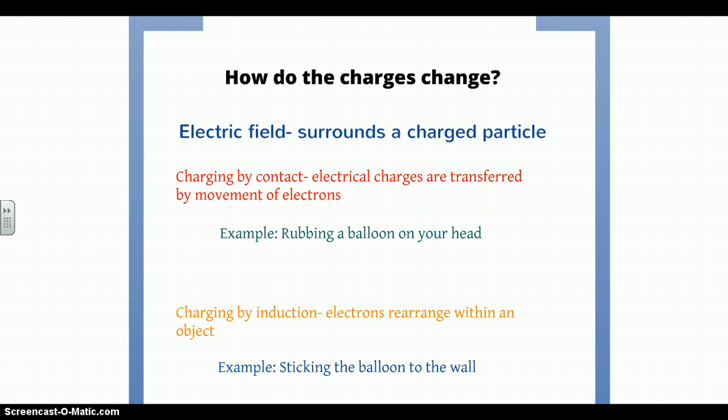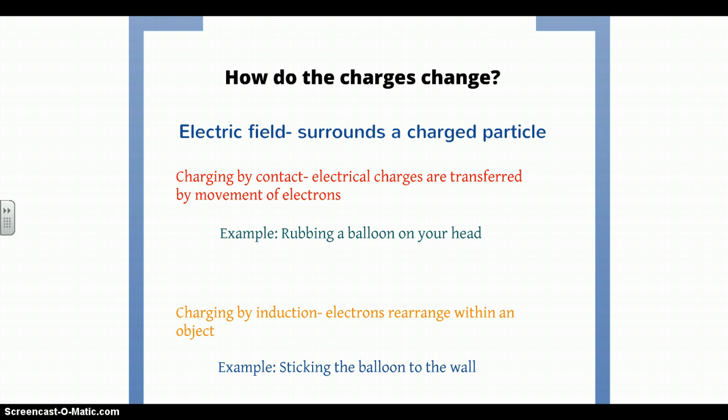After you rub it on someone's head, you guys have probably rubbed a balloon on your head before or on your sweater or something like that. You can stick it on the wall or on the ceiling and it'll stay there. The reason is that charging by contact is rubbing the balloon on your hair or your sweater, and charging by induction is when you can stick it there because the electrons rearrange.